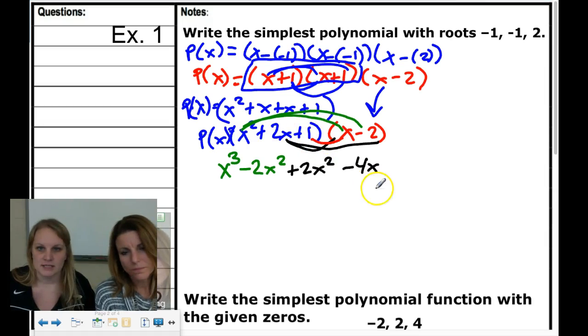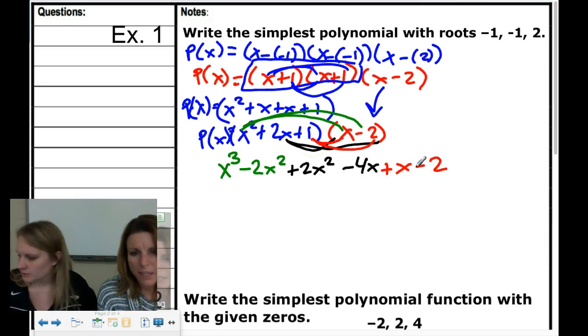So now I'm going to go to the 1. 1 times x is just x. And 1 times negative 2 is negative 2. Now we got to combine our like terms.